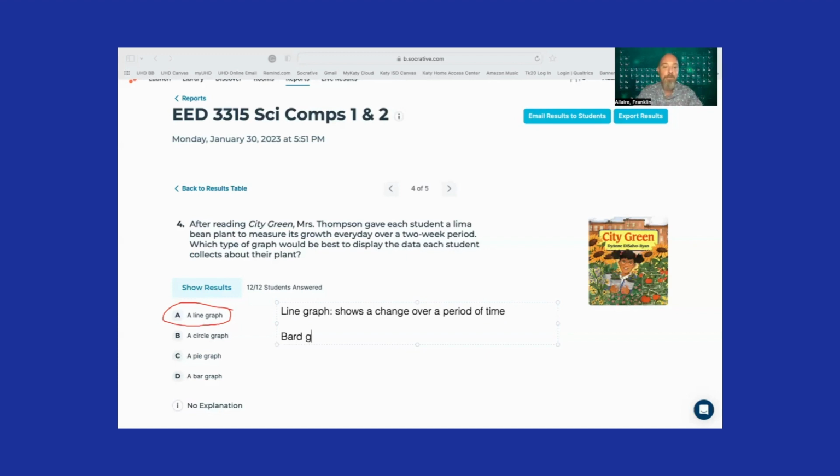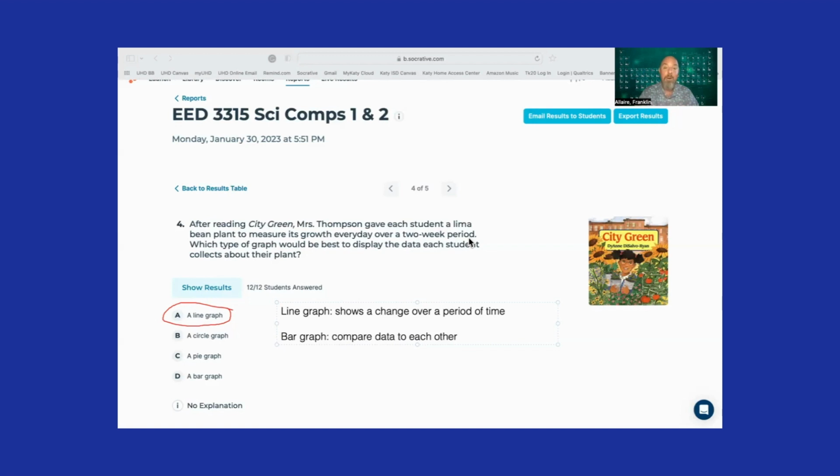Now, how is this different from a bar graph? A bar graph is used to compare data to each other. So what we're doing is we're really just comparing raw numbers. So again, a line graph would be the best here because we are measuring the growth of the plant over a 2-week period. So hopefully we're seeing that graph go up.